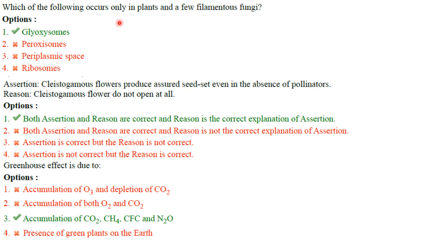Then next one. Which of the following occurs only in plants and a few filamentous fungi? Of these, glyoxysomes are found only in plants and a few filamentous fungi. Then cleistogamous flowers. Cleistogamous means they do not open. Flowers that do not open produce assured seed set even in the absence of pollinators. That is correct. Cleistogamous flowers do not open at all. Yes, both assertion and reason are correct, and reason is the correct explanation of assertion. Then the greenhouse effect is due to accumulation of carbon dioxide, CFC and N2O.